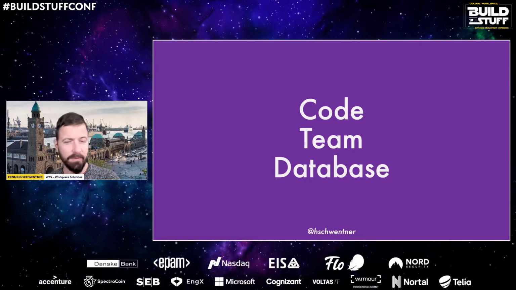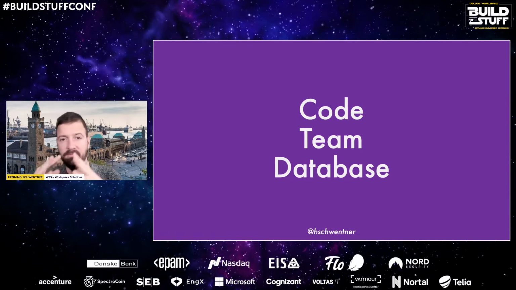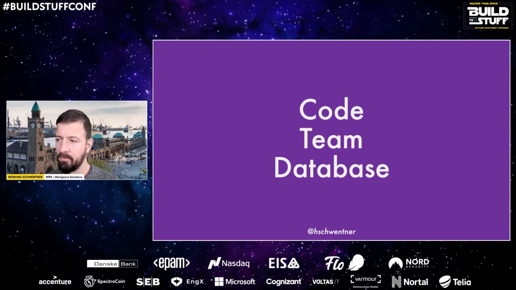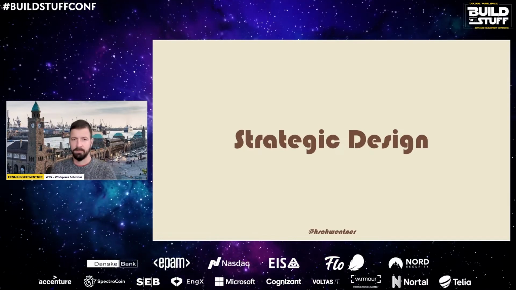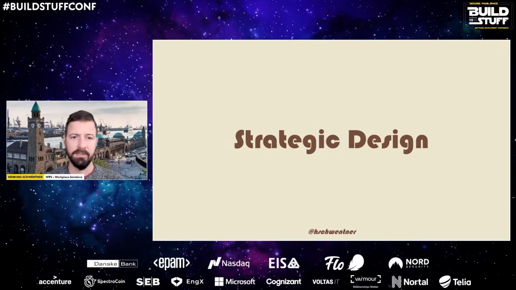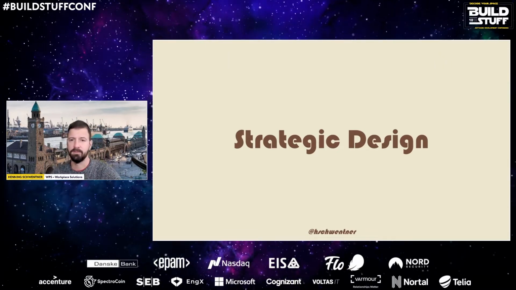So this helps us with this Max and Moritz problem, right? There are several teams, they cannot work independently. We want to use that here. And this idea with these multiple models, that's called strategic design. The idea comes from DDD, from domain-driven design.